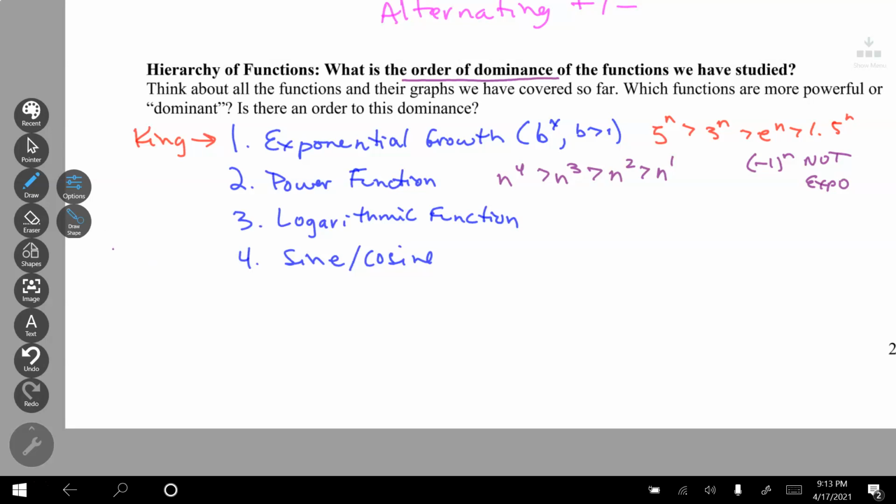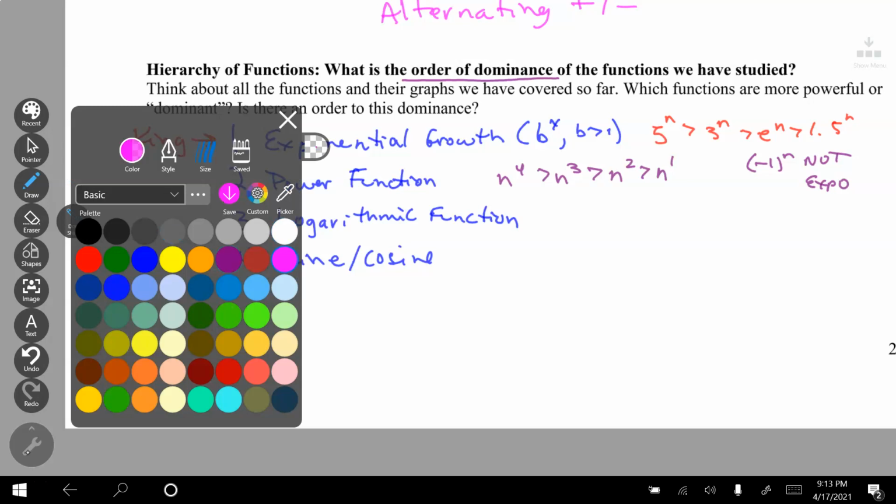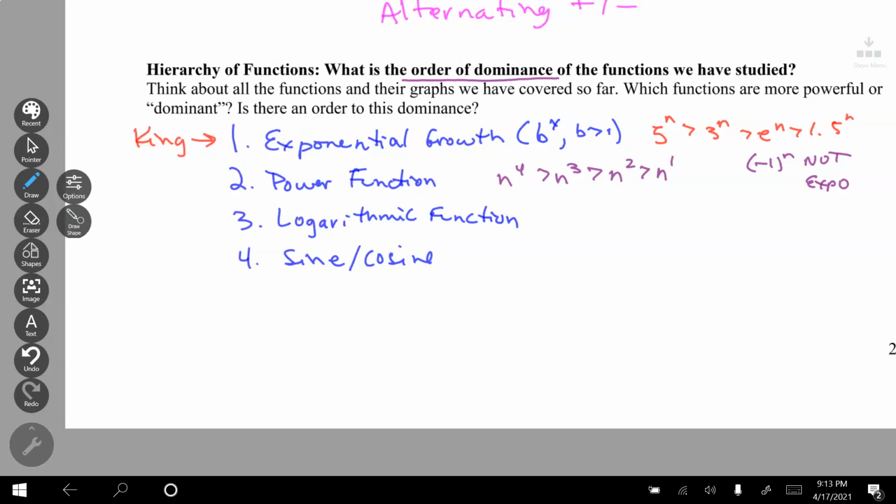The next one is log functions. They grow, but they grow very slowly to infinity. So a power function wipes it out. And finally, sine and cosine. They really have no dominance whatsoever, because if you think about the sine and cosine graph, they're stuck between negative 1 and 1. They're called bounded.